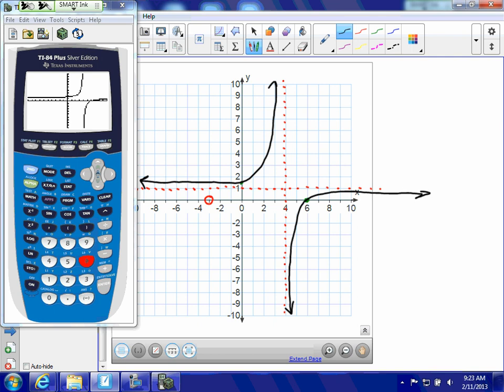And then the only other thing I need to add to this graph is to go like this, make my hole right there, erase it off of my axis, and there we have it. Any questions?